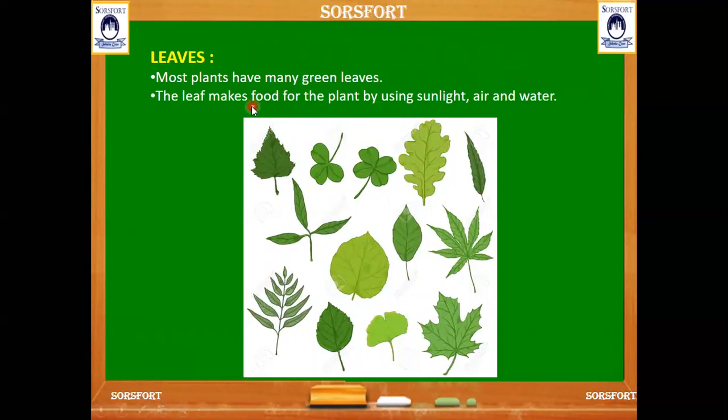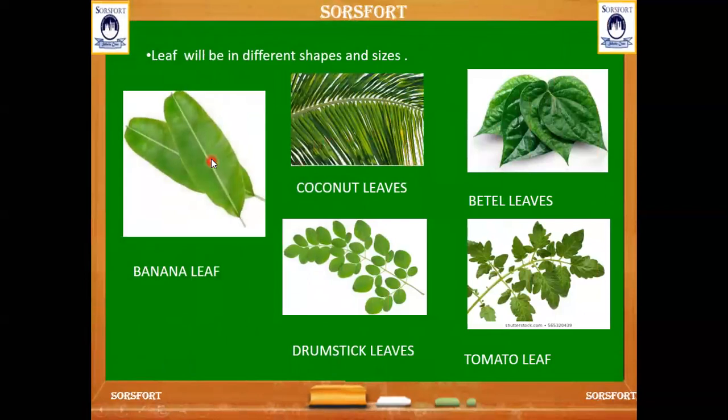Most of the plants we see have green leaves. Some ornamental plants have yellow and pink leaves, but most plants have green leaves. We can see different shapes and sizes of leaves. Here are different types of leaves with different shapes and sizes.